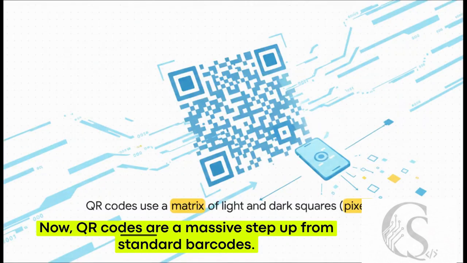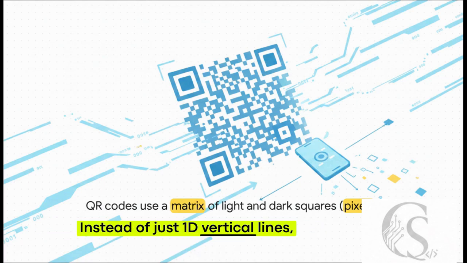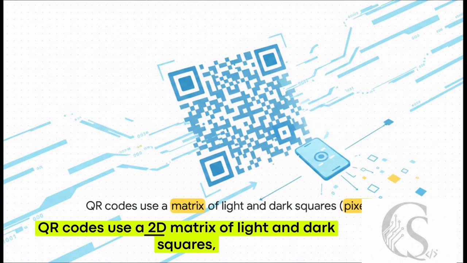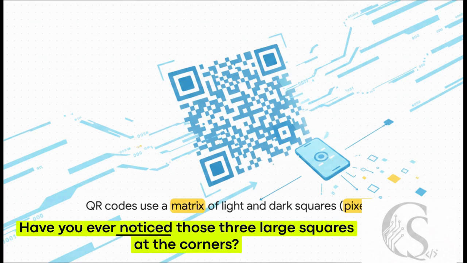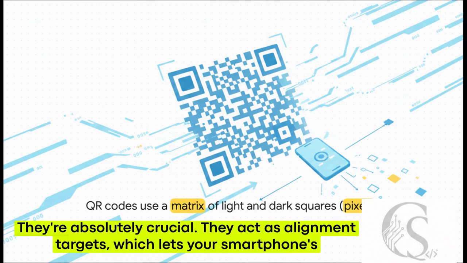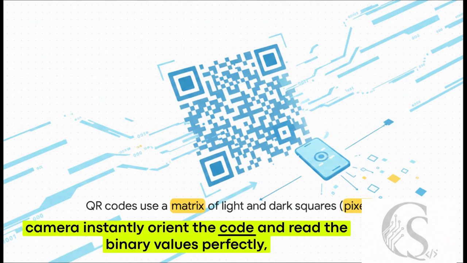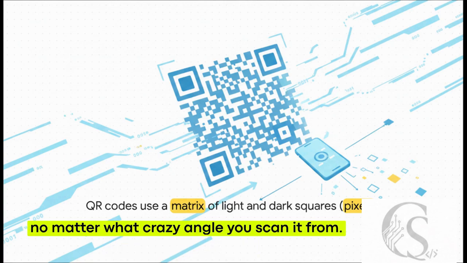Now, QR codes are a massive step up from standard barcodes. Instead of just 1D vertical lines, QR codes use a 2D matrix of light and dark squares, essentially pixels. Have you ever noticed those 3 large squares at the corners? They're absolutely crucial. They act as alignment targets, which lets your smartphone's camera instantly orient the code and read the binary values perfectly, no matter what crazy angle you scan it from.